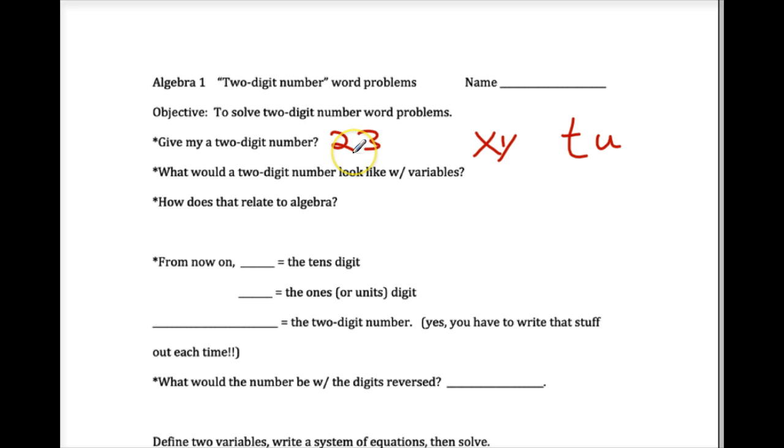Okay. What if we didn't know Sarah was thinking of the number 23? We knew it was T and U. What's the value of T in Sarah's example? 2. What's the value of U? 3. How could you make 23 out of 2, 3? 2T plus 3. Well, you know that T is 2, so 2T would be 4. T equals 20, U equals 3.